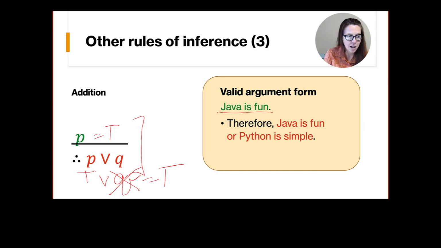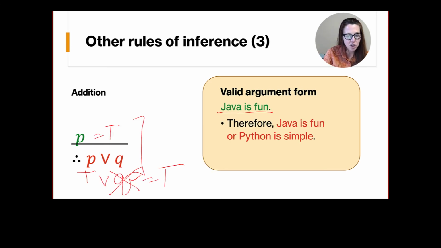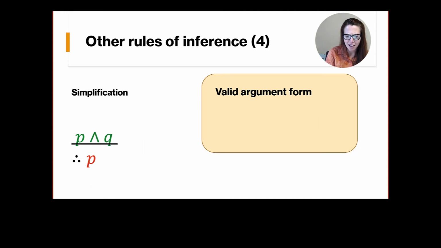So Java is fun or my name is Michael, right? It can be completely anything. Java is fun or I'm going to Disney World tomorrow. Because we've assumed Java is fun, despite disagreements, we'll assume it's true. Okay, so this is addition. We're adding on another piece. And I'll show you that there are times that we want to do that to work with other rules of inference. So it'll make sense over time, because right now, I understand addition seems like a crazy thing.